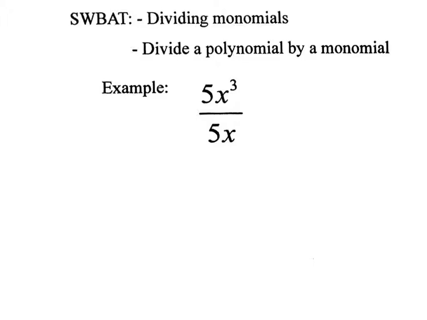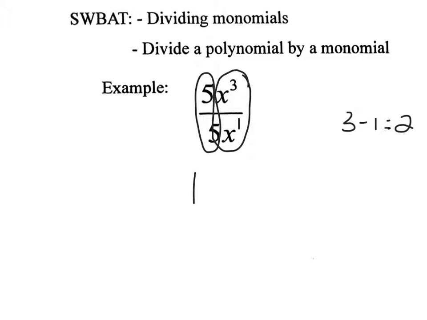In this first example, this should look fairly familiar from your past. What we need to do is divide 5x cubed by 5x. So we take the 5 and divide it by 5, and we get a 1. And the x cubed divided by the x, you have to remember that there's an exponent of 1 there, and we simply subtract the exponents. So we do 3 minus 1 equals 2, so x squared.